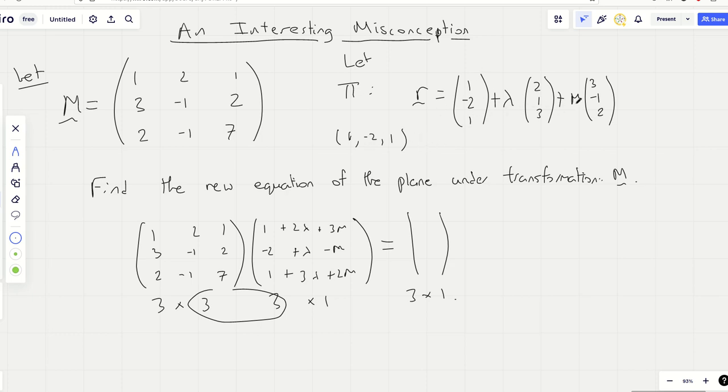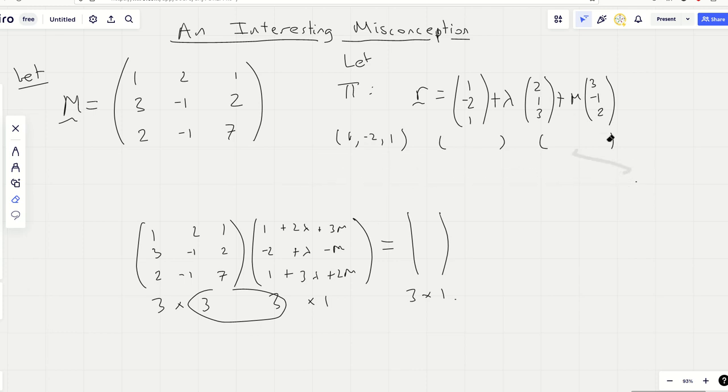You could just say lambda is 0, mu is 0, and you get that point. You could say lambda is 1, mu is 0, you get another point. Lambda is 0, mu is 1, you get another fresh point. And then you could transform those 3 points by this matrix using your calculator very quickly, find 3 more points, and you could easily find the equation of that plane. Both ways work, by the way.